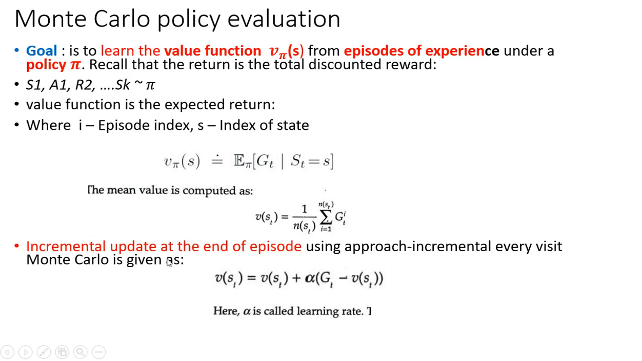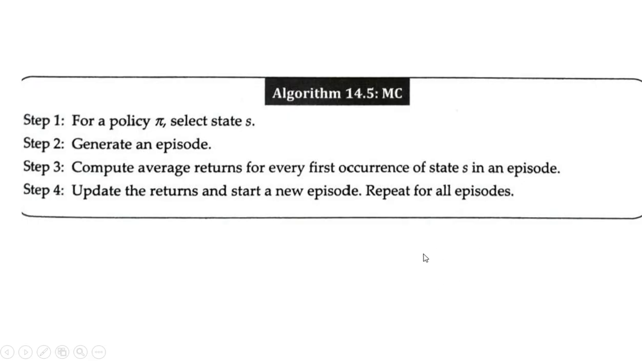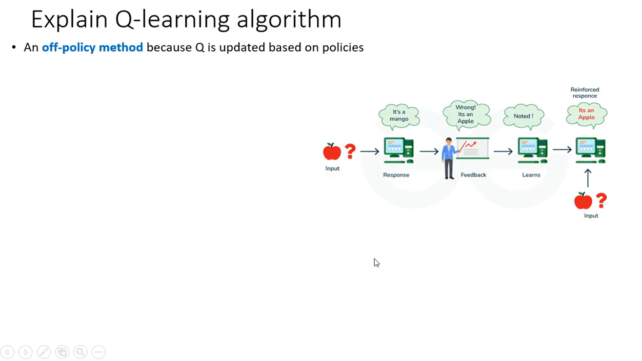Basically it's an incremental update, so you go on incrementing your value for each state. V of ST is equal to V of ST plus alpha into GT minus V of ST. So you incrementally update your value function. The algorithm for the Monte Carlo approach is: given a policy pi, you select a state S, generate an episode, compute the average, update the returns, start a new episode again, and repeat for all the episodes. The next one is the Q-learning algorithm.